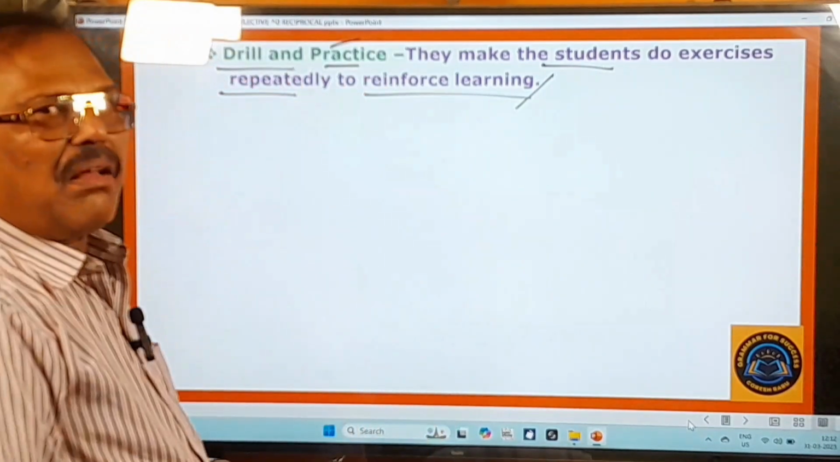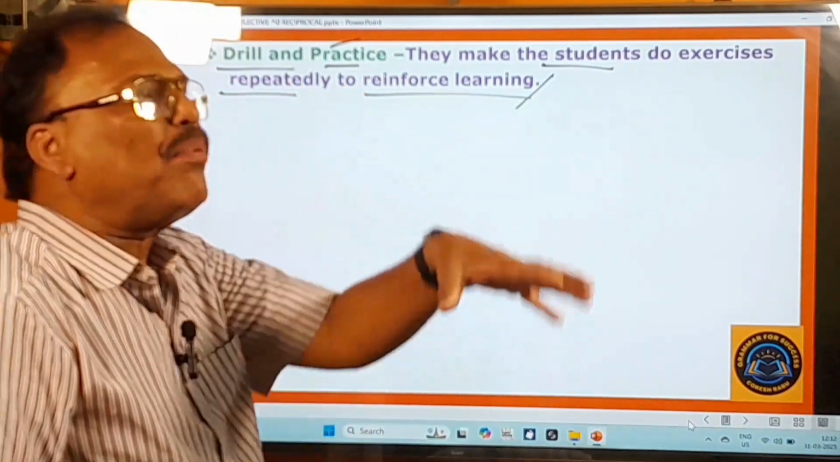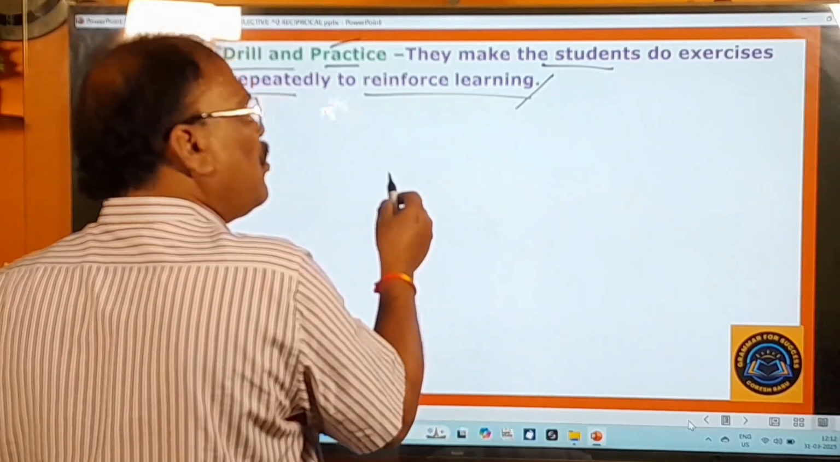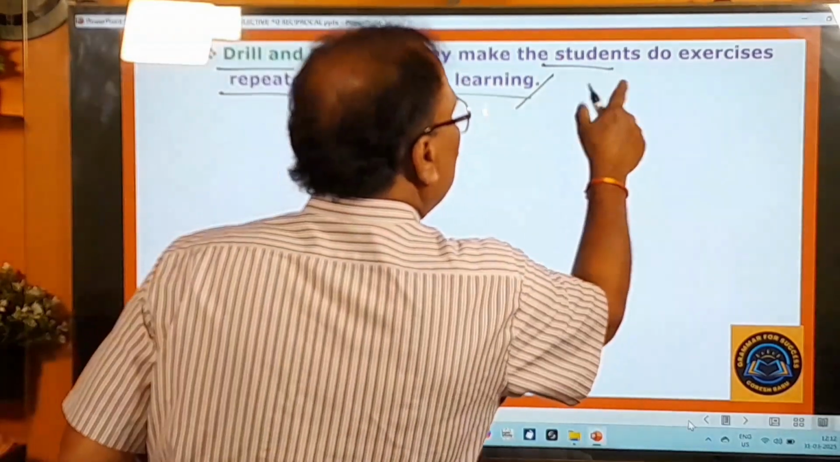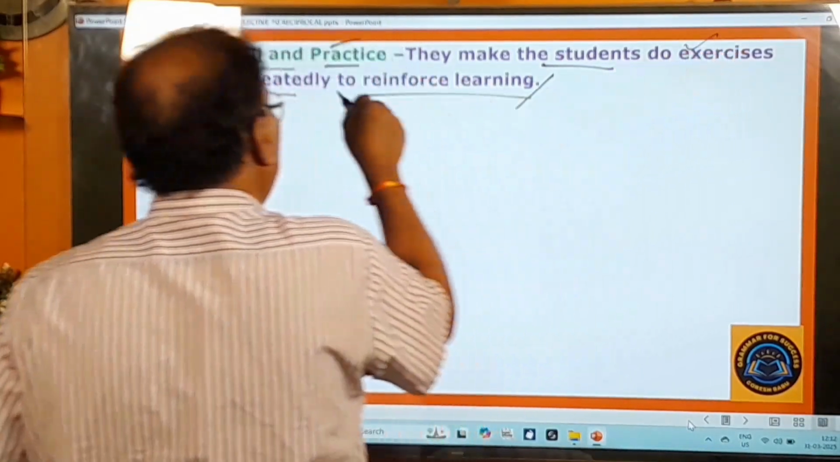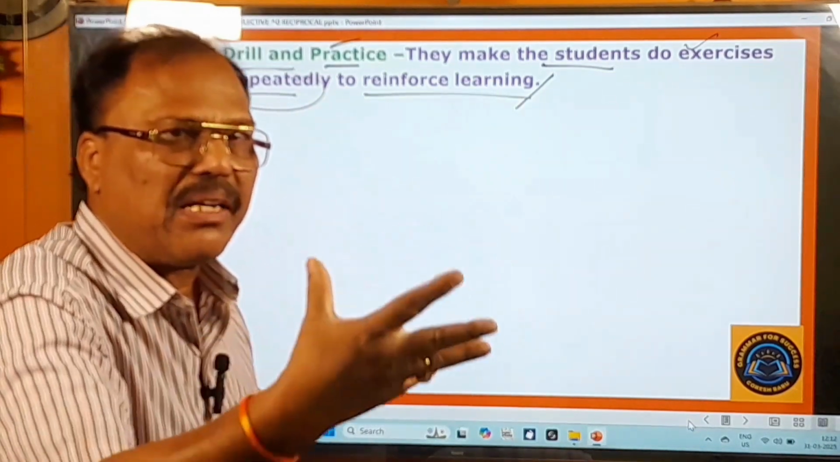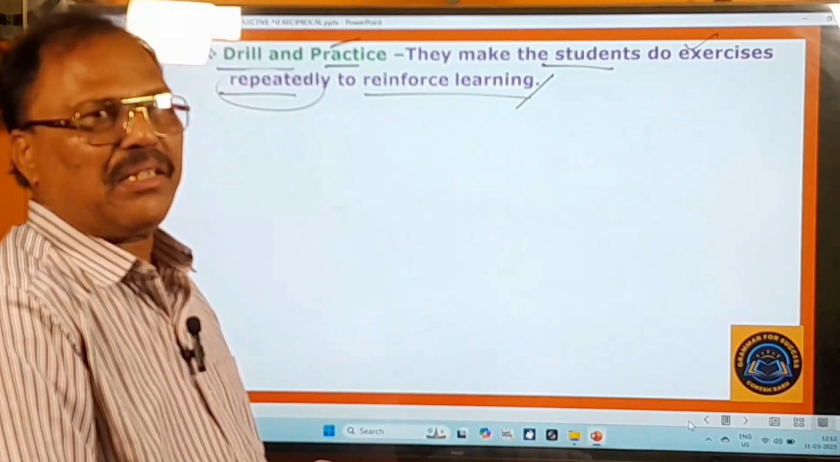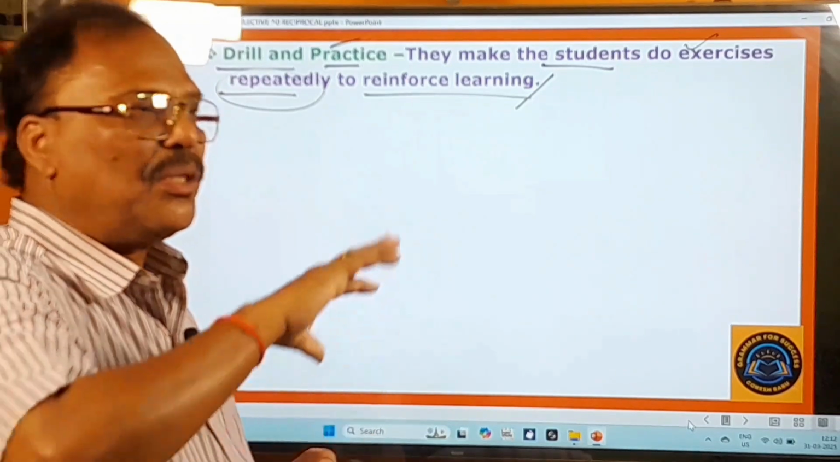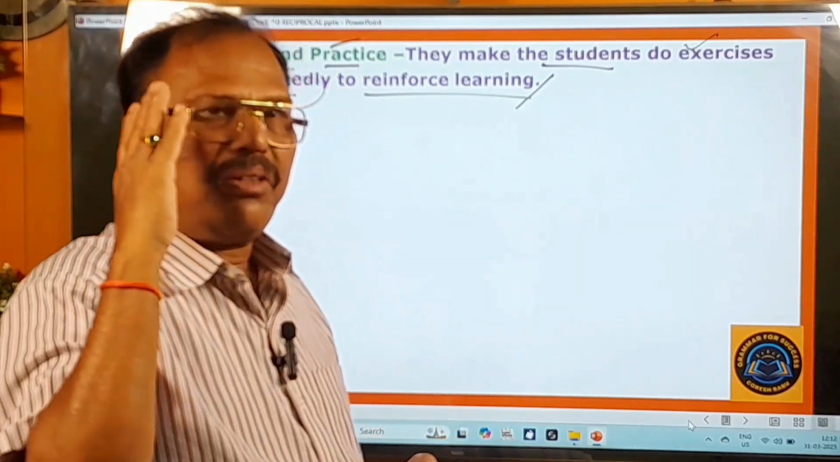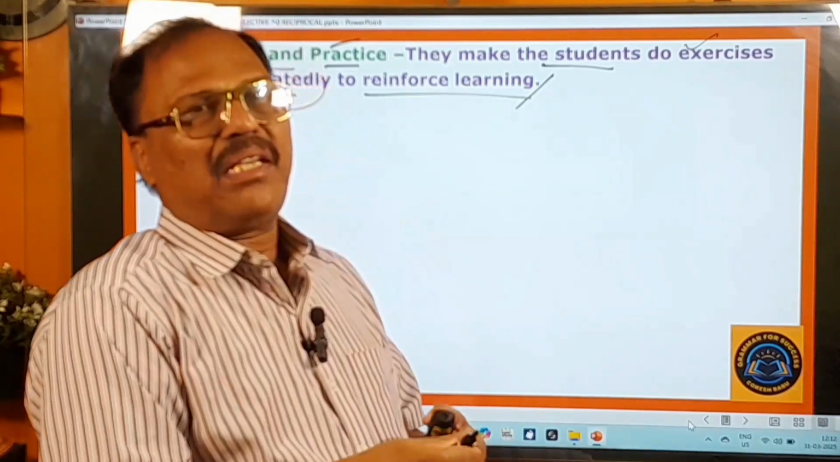So in order to help the poor students or weak students in the class, the teachers make the students do exercises repeatedly. If you do some exercise repeatedly, you can easily follow that. You can easily understand that. Doing any exercise repeatedly, even if you are going to take the DSC examination.